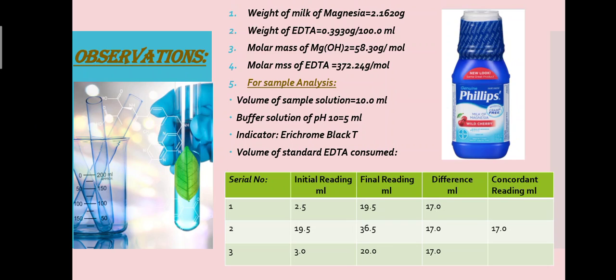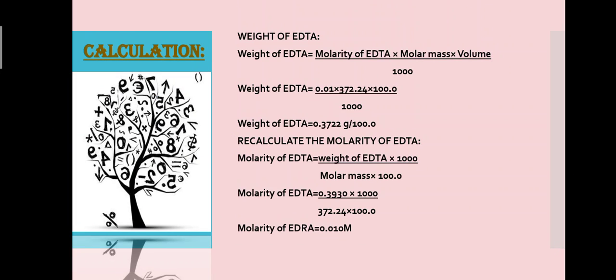Now come to the calculation. First of all, we will calculate the weight of EDTA. Weight of EDTA is equal to molarity of EDTA multiplied by molar mass of EDTA multiplied by volume divided by 1000. So 0.01 molar multiplied by 372.24 molar mass multiplied by 100.0 divided by 1000. So the weight of EDTA obtained is 0.3722 gram.